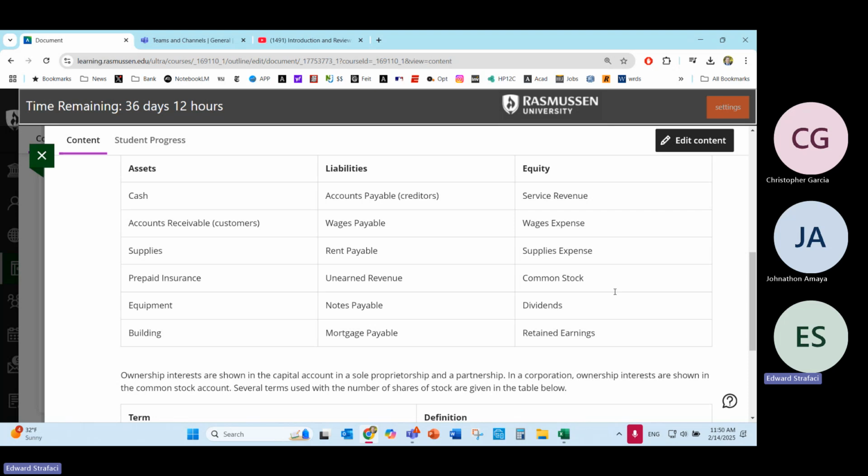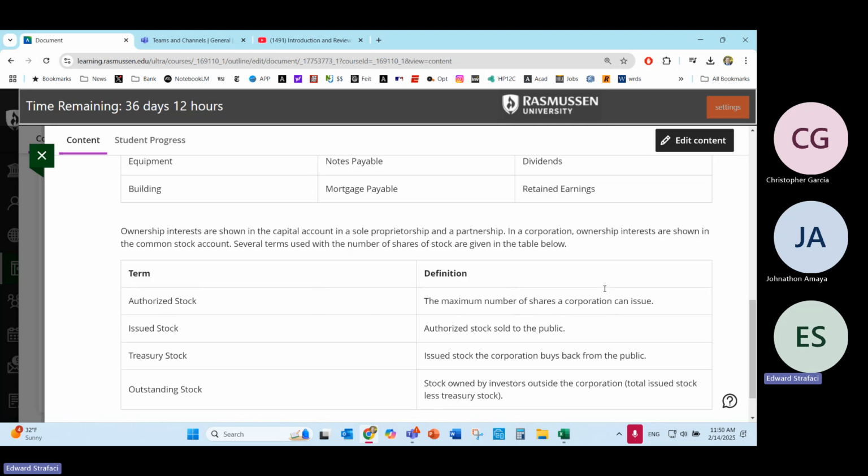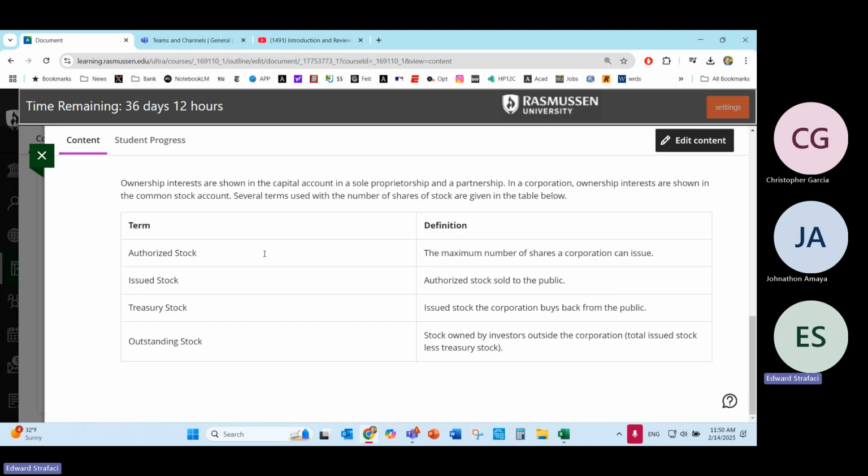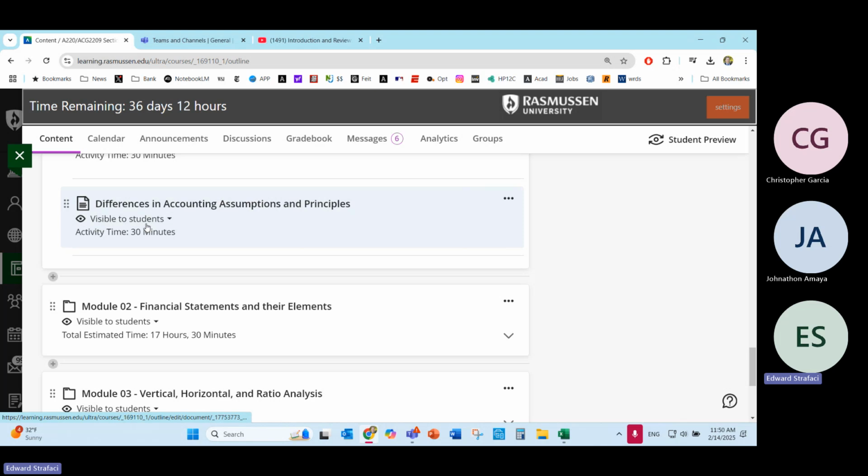Common stock is clearly equity. Dividends are clearly equity. Retained earnings is clearly equity. So those things go into my equity side. All right, but these are the most important things you want to look at in terms of equity. So that's basically it, unless you guys have any questions.